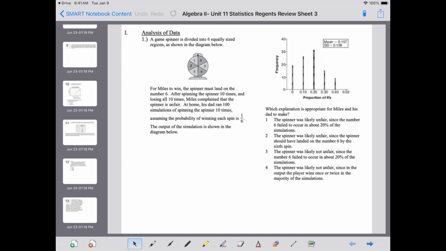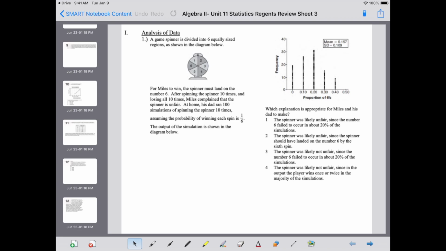Hello Algebra 2 students. This video is the last unit in Algebra 2 and Trig, Unit 11, Statistics. Each section will cover a different standard that the Regents could test you on within Algebra 2, within Statistics.